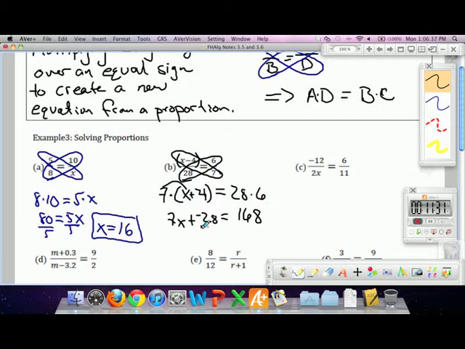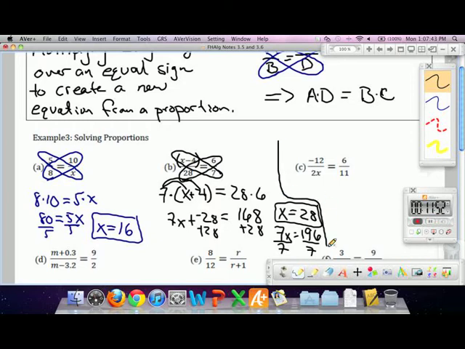Get the x by itself, so divide by 7. x is 28. So if the x's don't start above, then who cares? You're still cross multiplying. We're still multiplying on the diagonal. 2x times 6 is equal to negative 12 times 11. Simplify and solve.